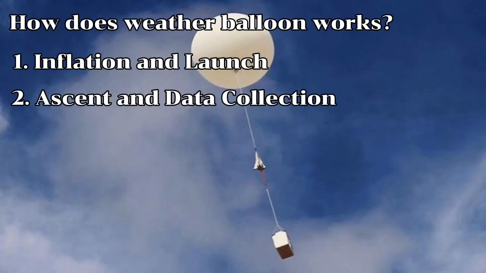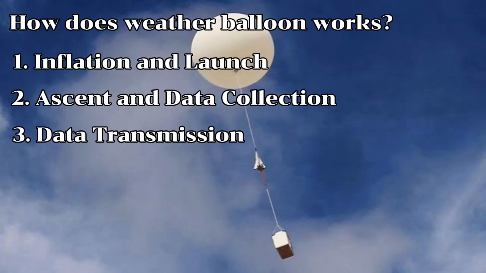Number 3. Data transmission. The radiosonde transmits the collected data wirelessly back to the ground station in real time. This data is then used by meteorologists to create weather models and forecasts.